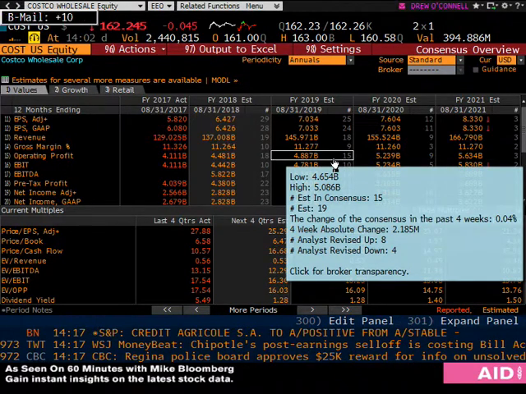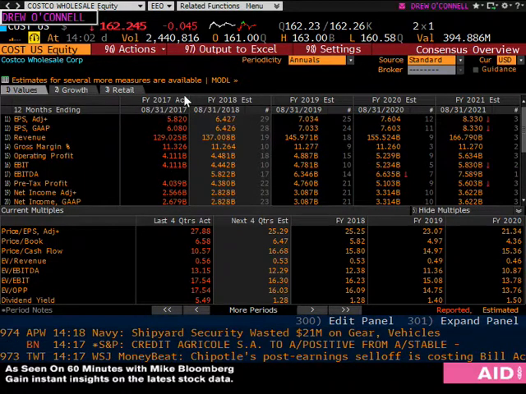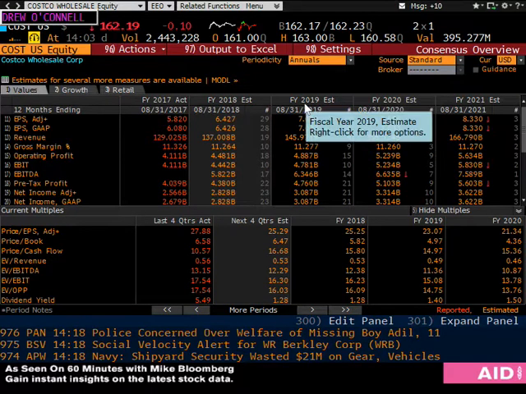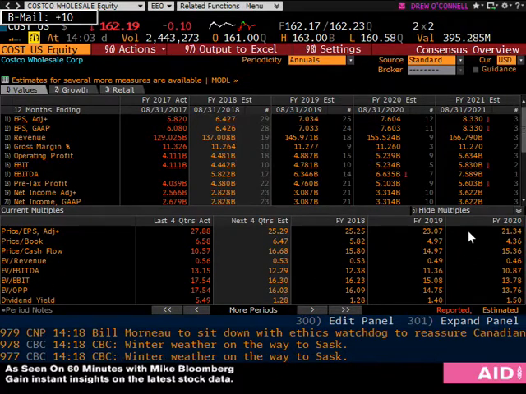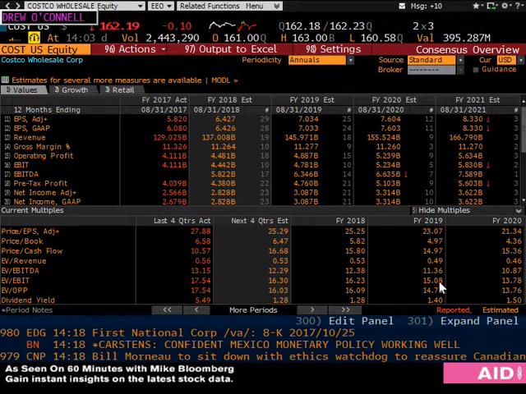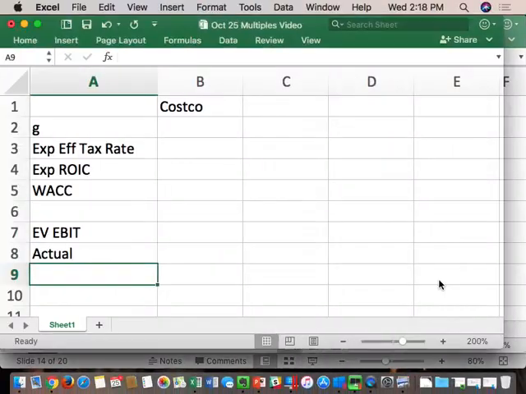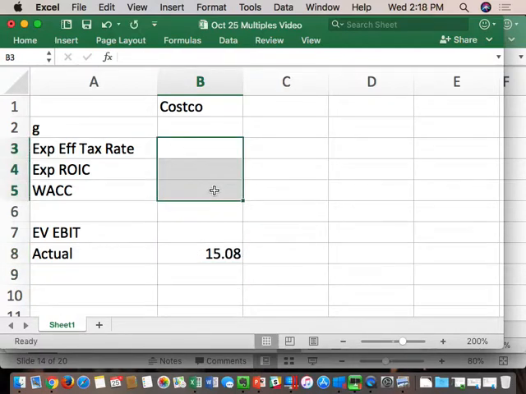Now, a quick way in Bloomberg to figure out the second forward year is this pinkish red: you can see here's the actual, forward year 1, forward year 2. So in this case, 2019. So 2019 EV to EBIT today is 15.08. Right now that is the actual. That's the number we're trying to get to. Now, we need to know these three numbers. We need to know a WACC. We need to know an expected ROIC. We need to know an effective tax rate.